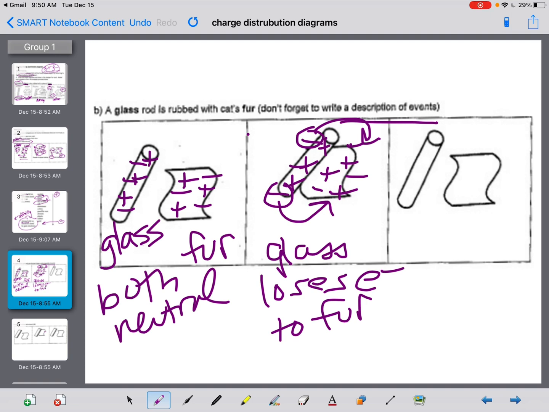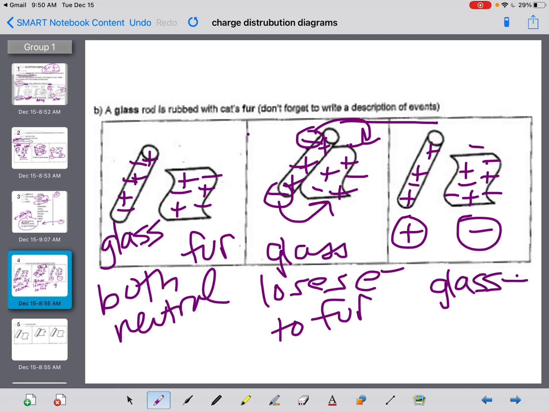Then on this side, our end result, we're still going to have one negative. So the glass rod is going to be positively charged. And now we should have 2 extra electrons on here, so the fur is negatively charged. Then you would just make a little note: the glass rod is positive, and the fur is negatively charged.